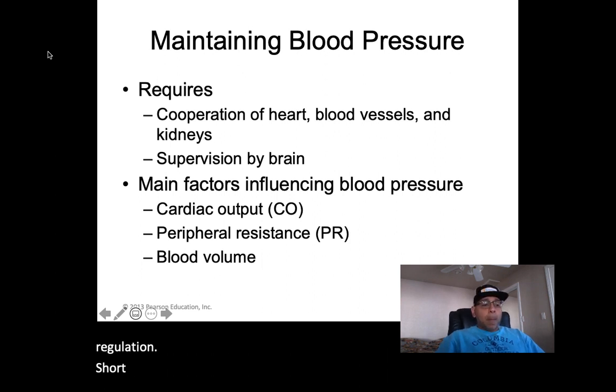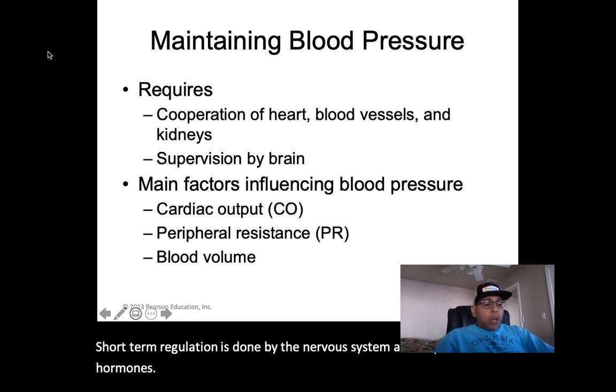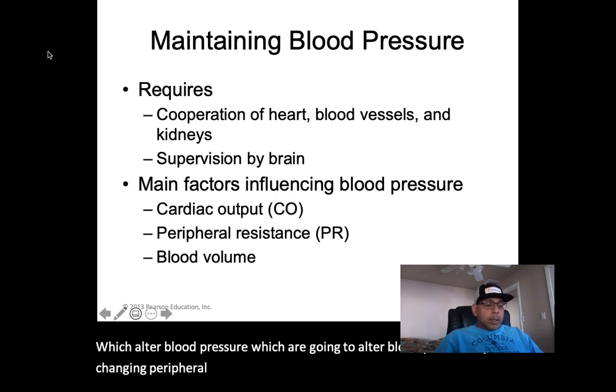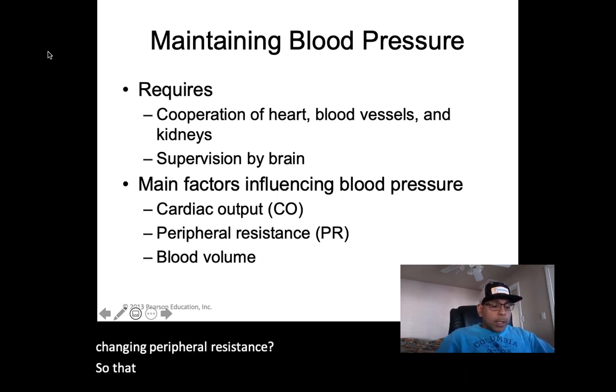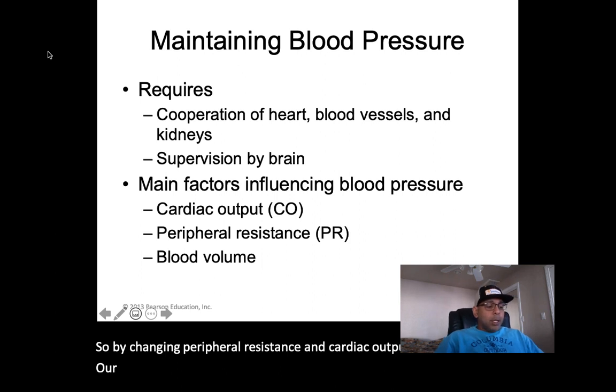Short-term regulation is done by the nervous system and by blood-borne hormones, which are going to alter blood pressure by changing peripheral resistance. So that means resistance in the arteries. So by changing peripheral resistance and cardiac output. Our long-term regulation alters blood volume via the kidneys.